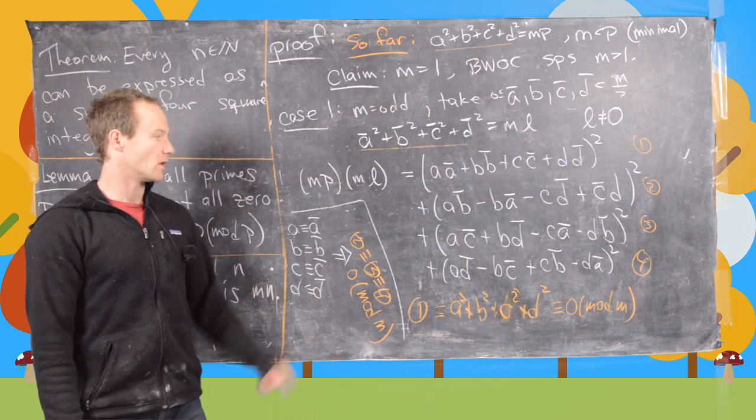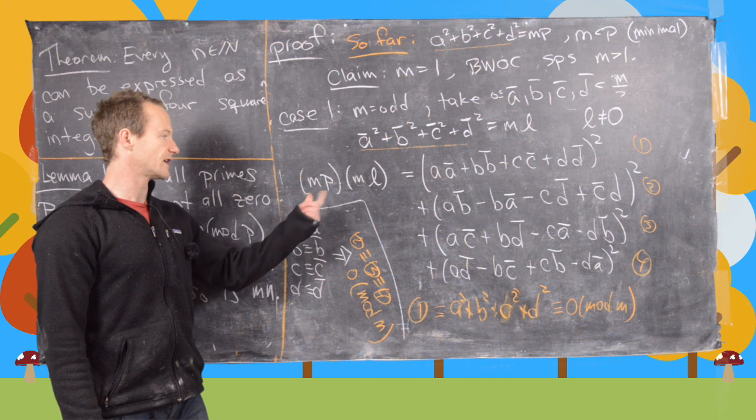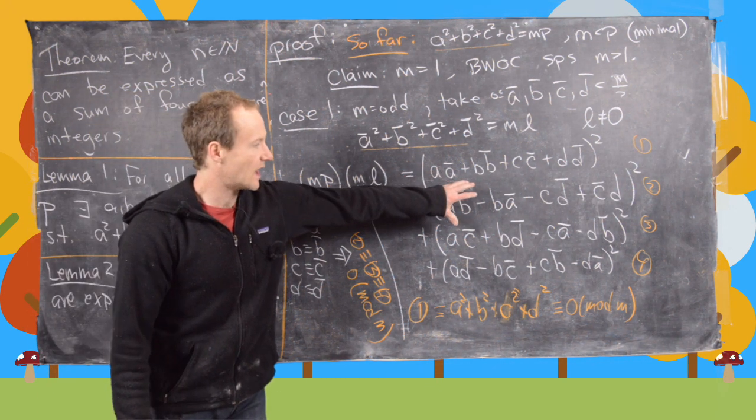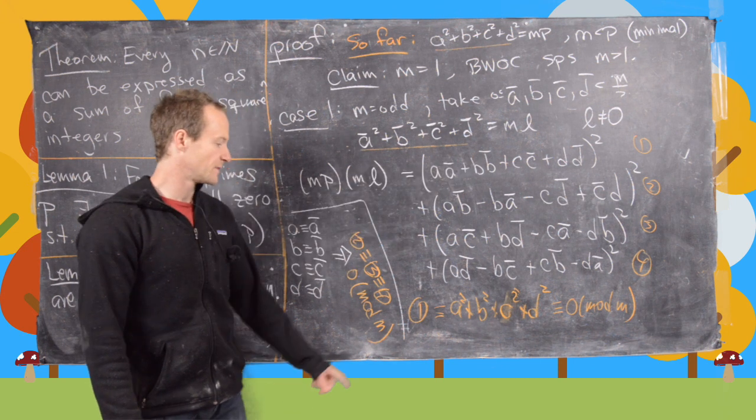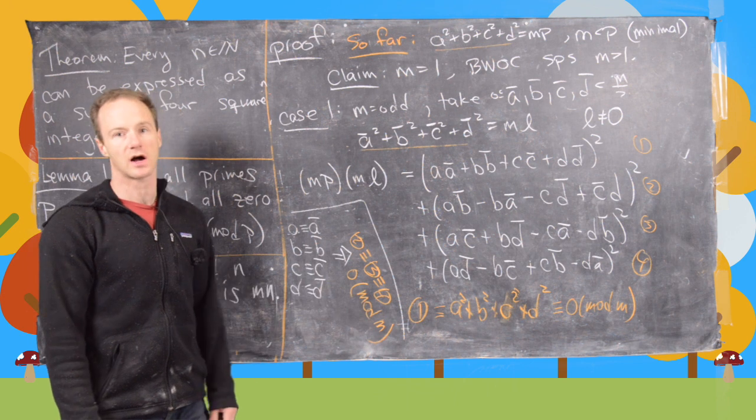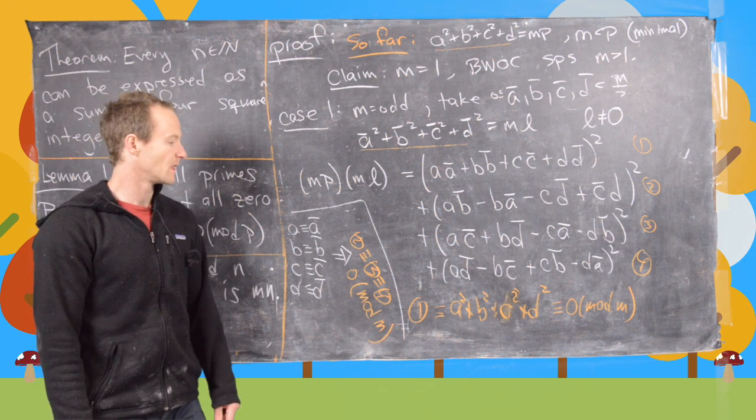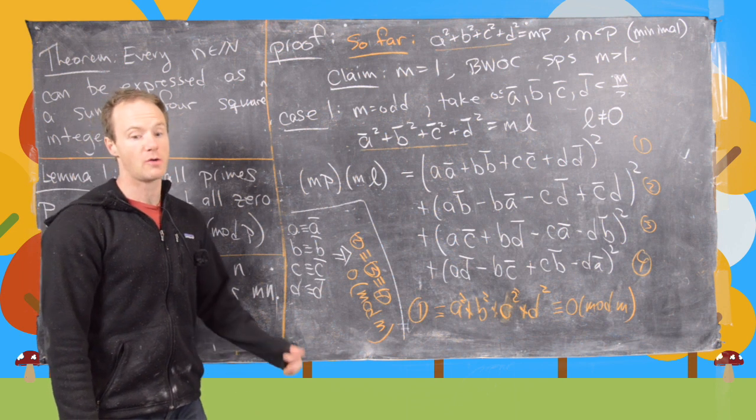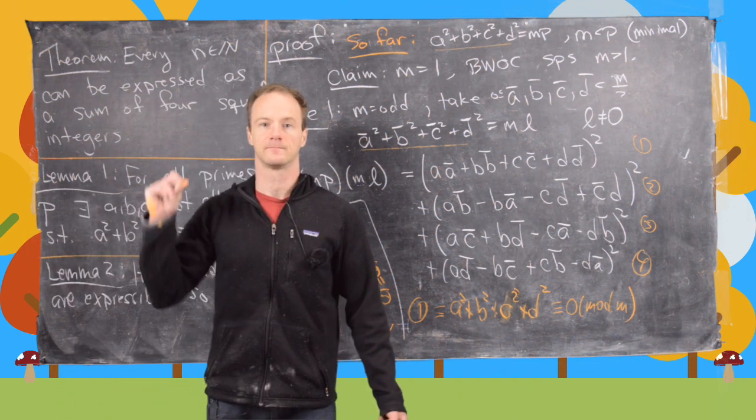Okay. So now notice again, let's reiterate, we've got this MP times ML big expansion here that we showed that all 4 parts of it were congruent to 0 mod M. Okay, good. So I'll clean up the board and then we're almost done with this case.